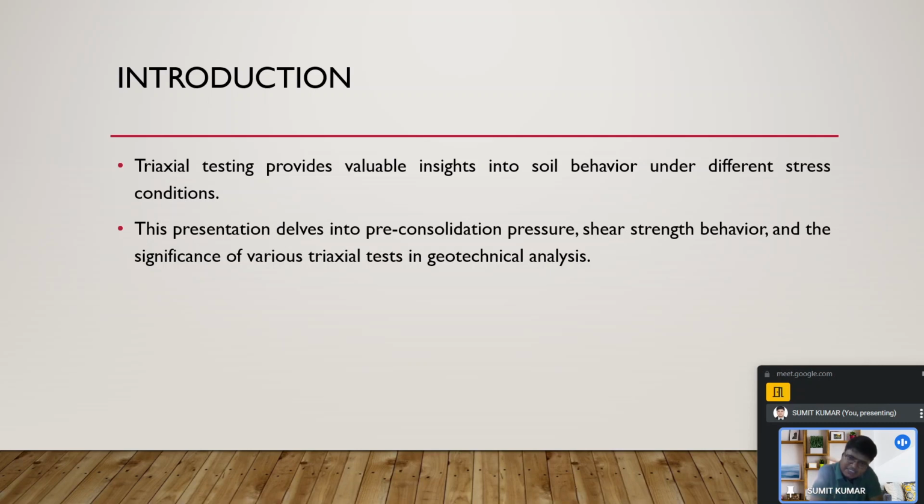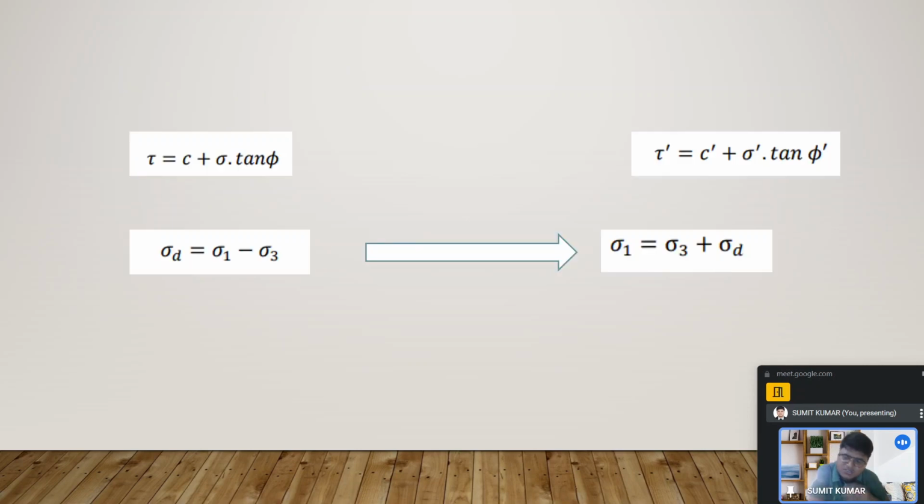In these presentations, pre-consolidation pressure, shear strength behavior, and the significance of the various triaxial tests in the geotechnical analysis is shown. So first of all, I will try to relate the value of the shear strength with the value of shear strength parameters like cohesion and phi.